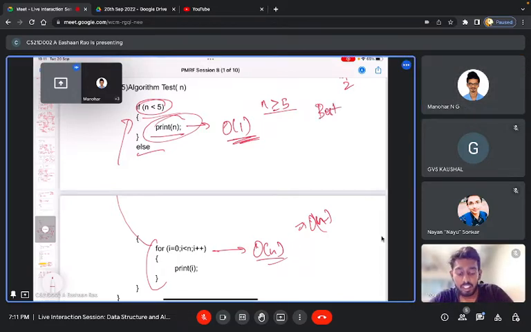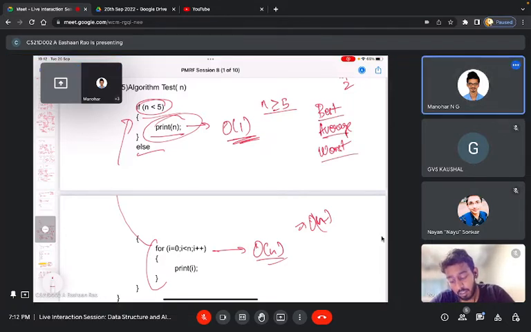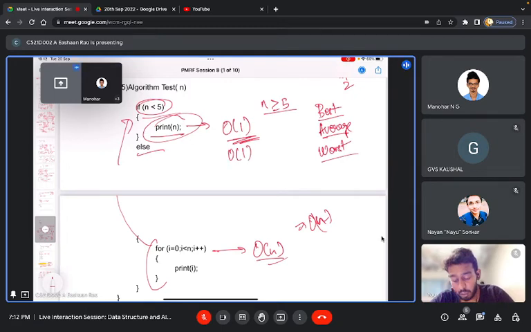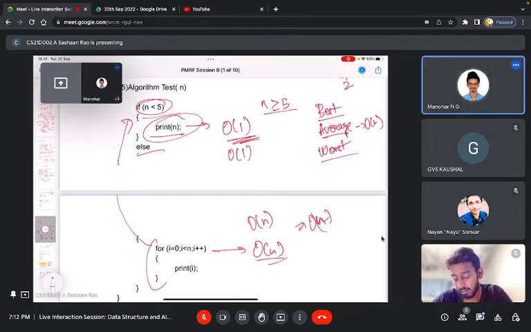Yes. So there will be something called best, average, and worst. This is something we're going to discuss later, but we have to consider all the three cases. So in this case, the best case would be order of 1, worst case will be order of n. And if you assume that n value will be mostly greater than 5, then average will also be order of n, according to the logic that we have for this algorithm. Okay, I got you.